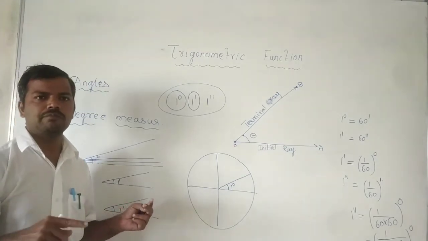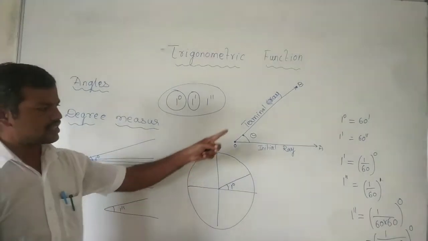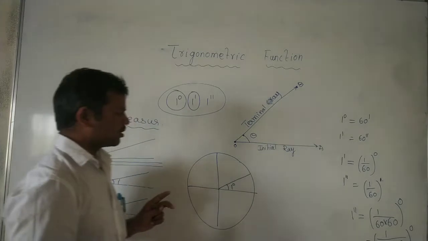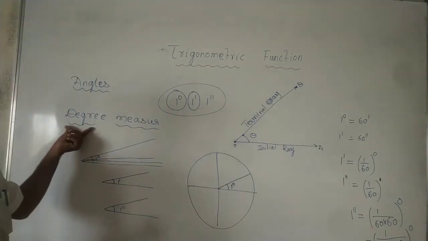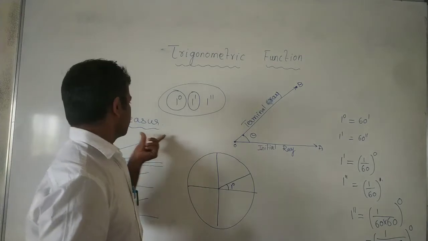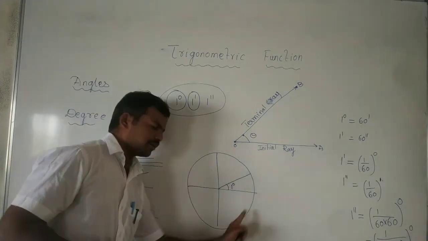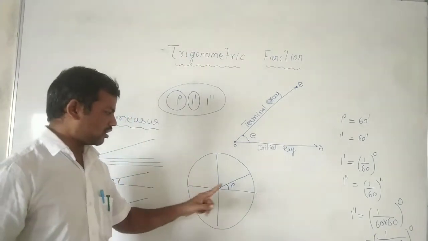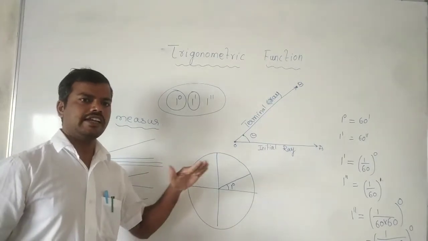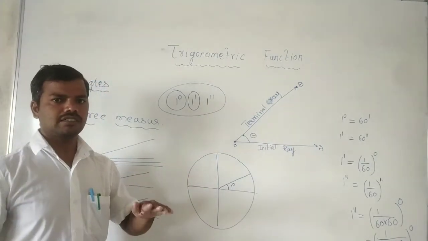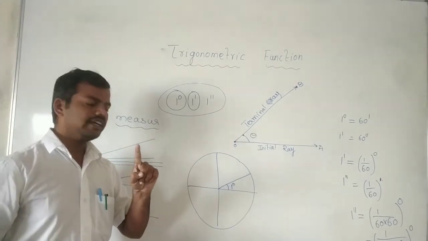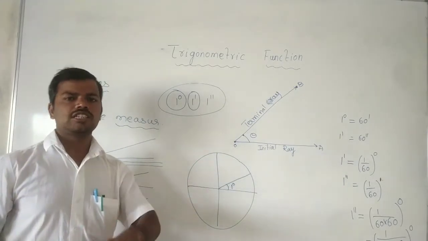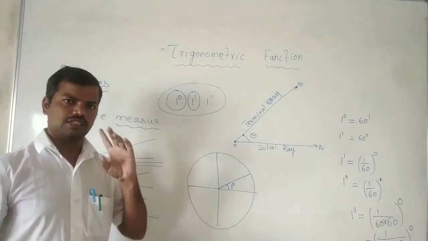So this is a unit conversion, just as we know 1 meter is equal to 3.3 feet. Like this, it is a unit conversion of minutes, degrees and seconds. So here it is clear. Degree measure means it is an angle. One complete rotation is divided into 360 equal parts, and each part is called 1 degree, and this 1 degree is again divided into 60 equal parts. One part is 1 minute, and then again this 1 minute is divided into 60 equal parts. That one part is called 1 second.